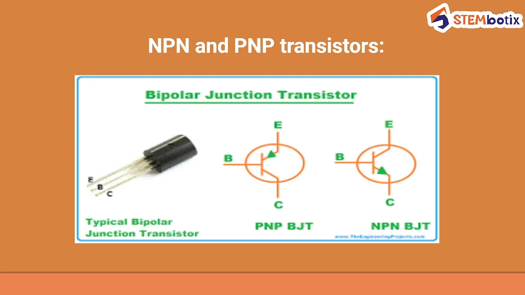Typically we need to give at least 0.6 to 0.7 volt to the base pin of the transistor to turn it on. As we have discussed earlier, a transistor requires a minimum of 0.6 to 0.7 volt to turn the transistor on. So we have to give at least 0.6 or 0.7 volt to the base pin in order to turn on this transistor.